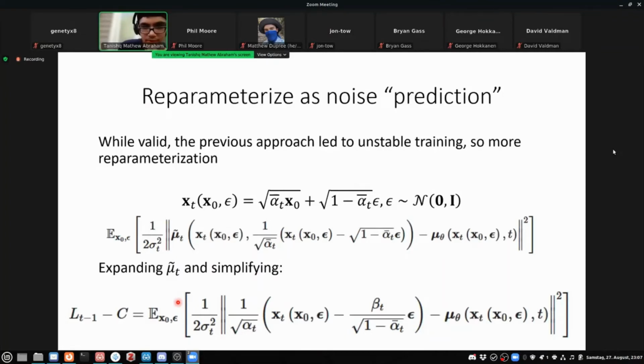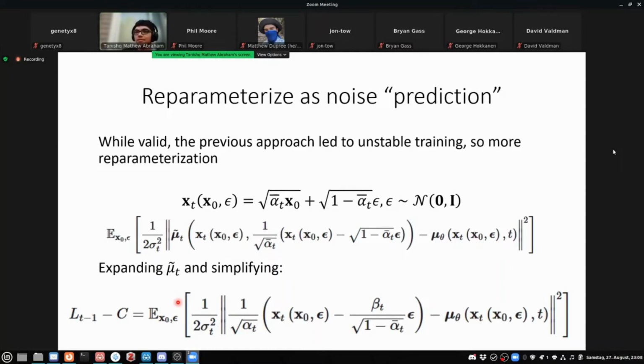Then the next part is the reparameterization. Technically, you could train with that previous equation, but I think the authors mention that this leads to unstable training. What happens is, if you actually do this, the output of your neural network is going to be nearly the same as the input. With the number of time steps you actually use in practice, which is like 1,000 time steps, the difference between the mean at one step and the mean at the next is going to be quite small. So okay, I see what you mean.